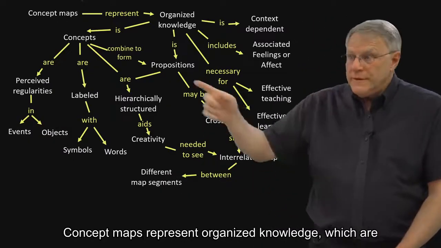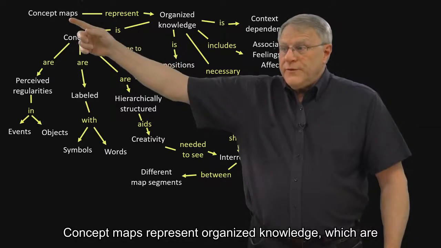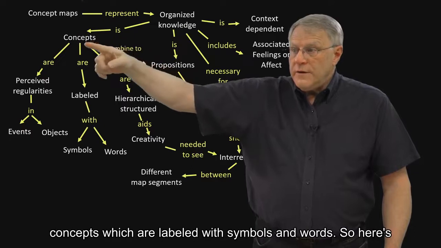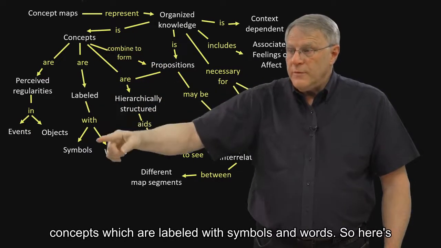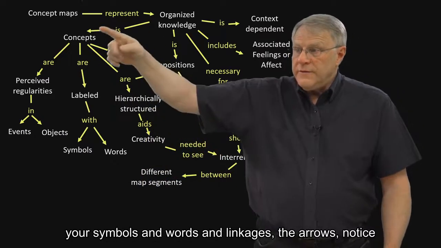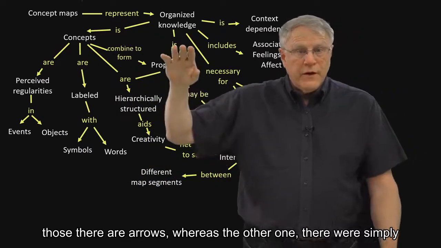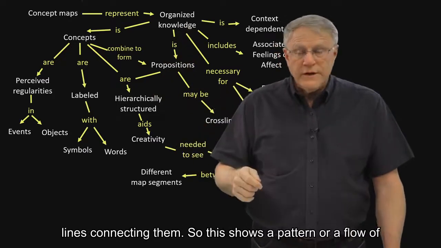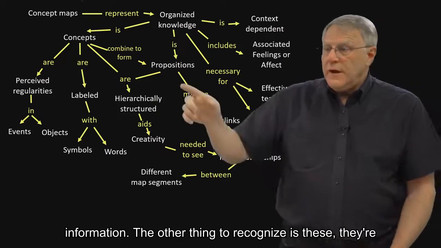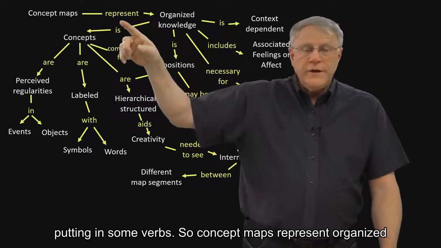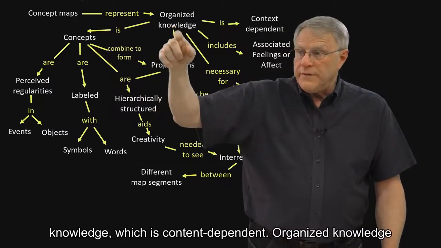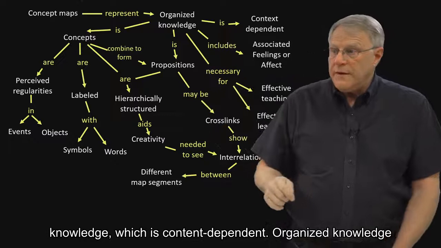Here's another one. Concept maps represent organized knowledge, which are concepts labeled with symbols and words. So here's your symbols and words and linkages, the arrows. Notice there are arrows, whereas in the other one there were simply lines connecting them. So this shows a pattern or a flow of information. The other thing to recognize is they're putting in some verbs.